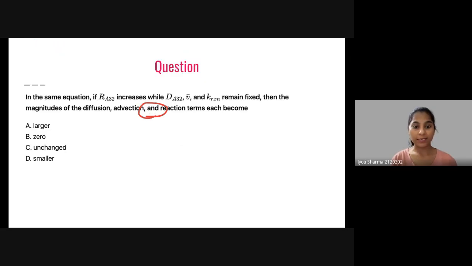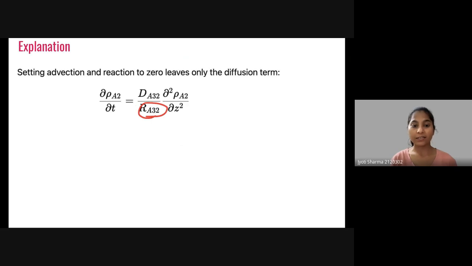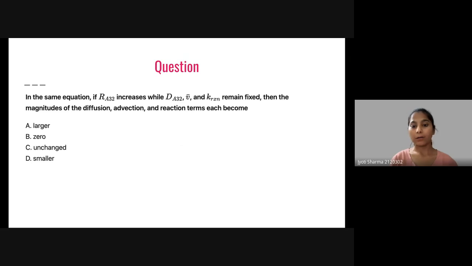And it is saying that this Ra32 is increasing. If this is increasing, what will happen to this one? Obviously, it will become smaller. Is it? The question is, then the magnitude of diffusion, advection, and reaction term will become smaller. The diffusion will be smaller because the retardation is higher, advection, and this is the reaction term.